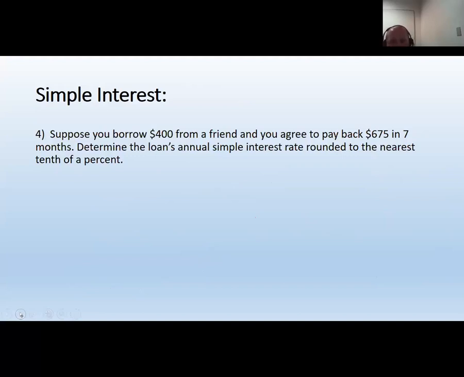All right, so let's try this problem now. This says, suppose you borrow $400 from a friend and you agree to pay back $675 in 7 months. Determine the loan's annual simple interest rate rounded to the nearest 1/10 of a percent. So you're going to need the simple interest formula, the future value of simple interest, which is A equals P times 1 plus RT. You're going to use that formula on this problem. I'm going to give everybody about a minute and a half, and then we'll go over this problem together. Thank you.